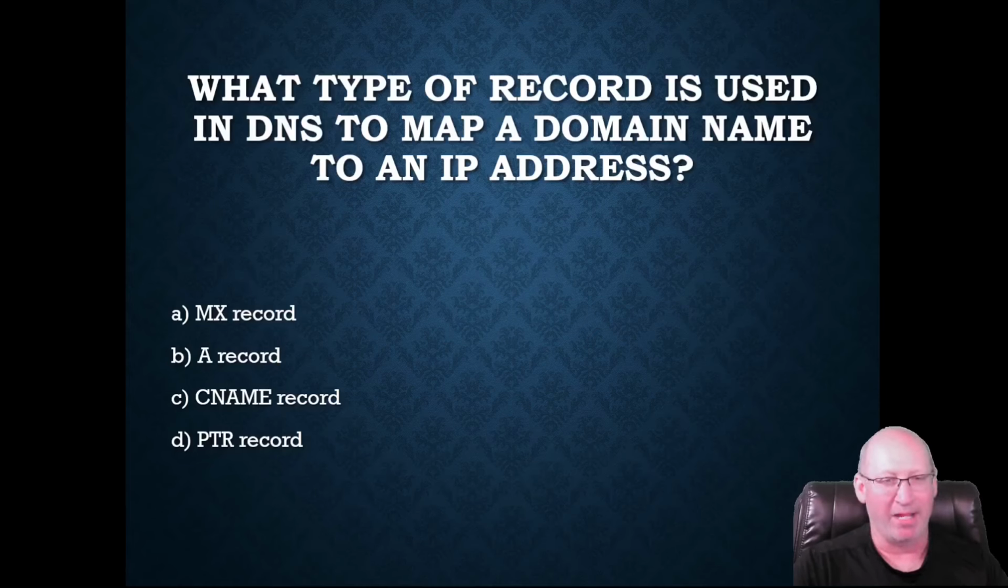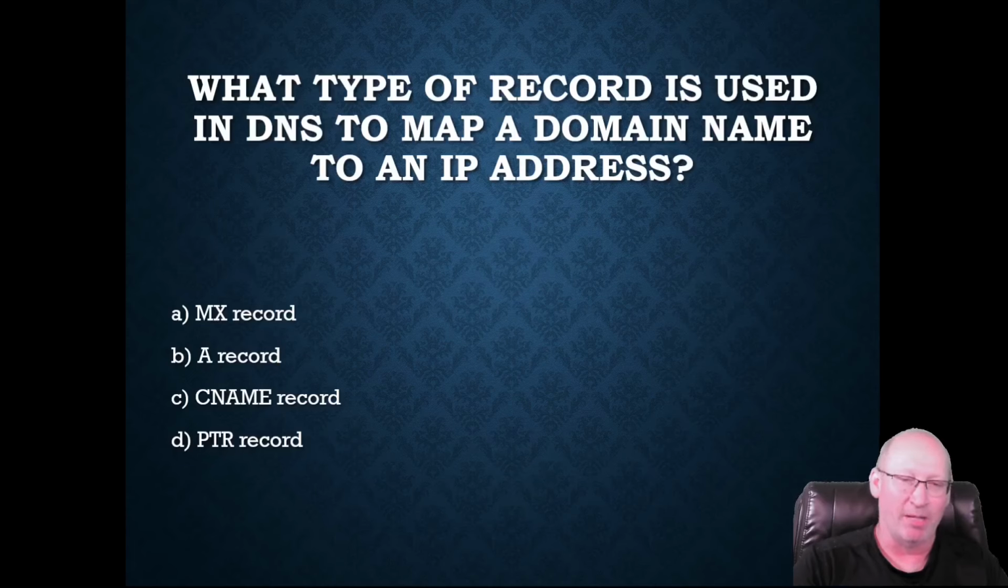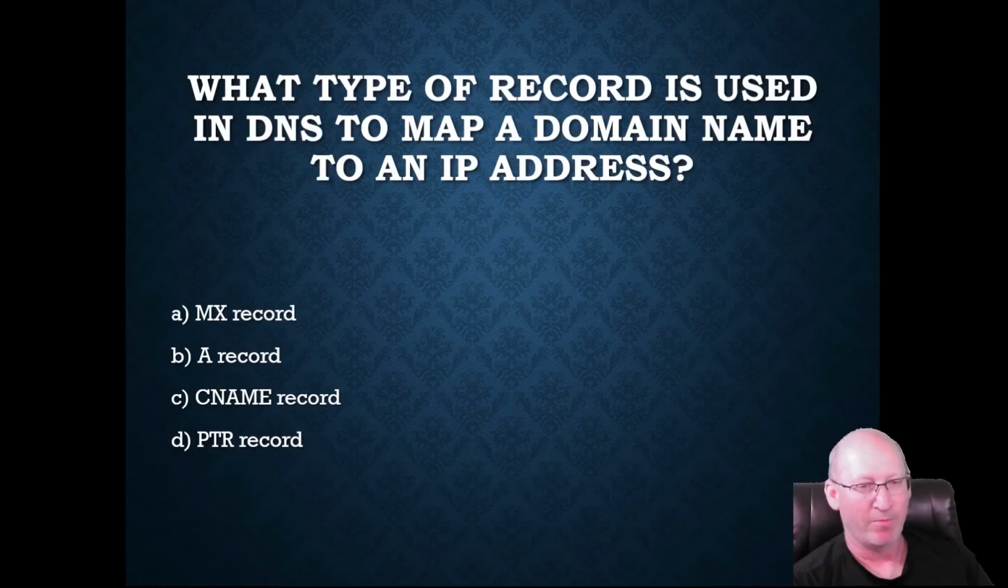Then we have mail exchange record or MX record. Definitely not a mail exchange. We're looking for DNS to map a domain name to an IP address. That would be the A record, which is the opposite of the PTR record. And the A record maps a domain name to an IPv4 address. I hope that answers your question. The answer is going to be B. I hope it makes sense.